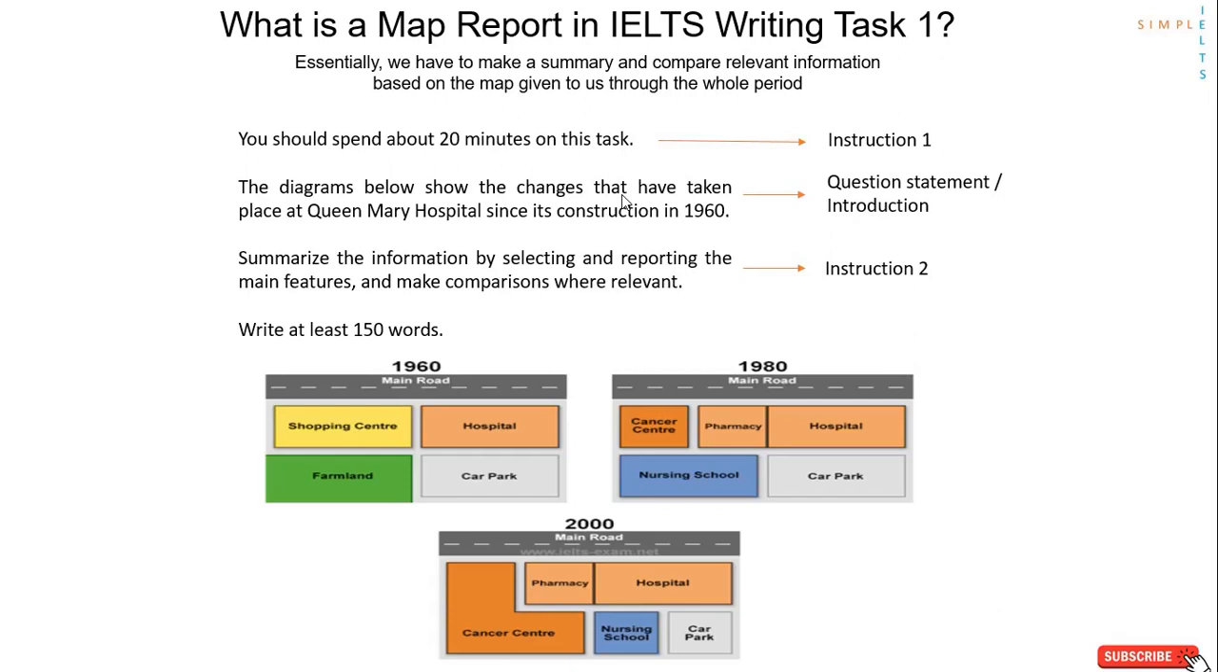Okay, so that's why I said that we have to make a summary and compare relevant information based on the map given to us through the whole period. And then we should write at least 150 words. Okay, so 150 is the minimum number of words that we have to write down. So that's a little bit about a map report writing in IELTS Writing Test 1.